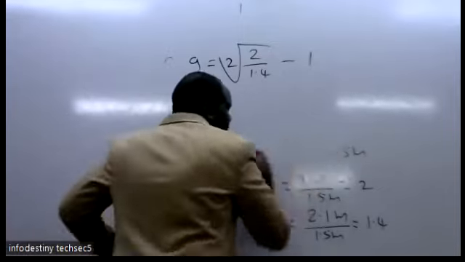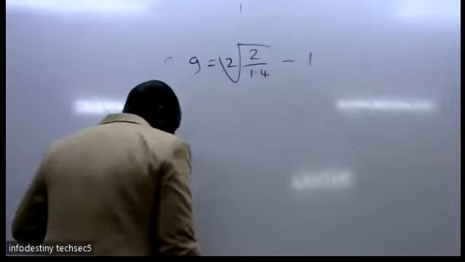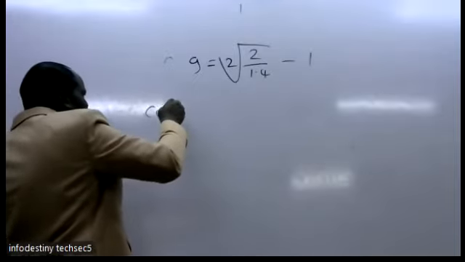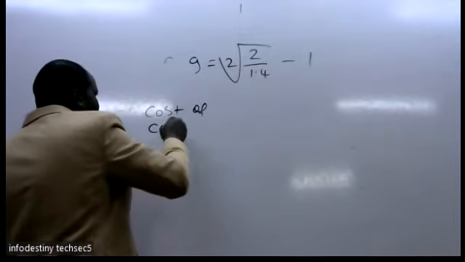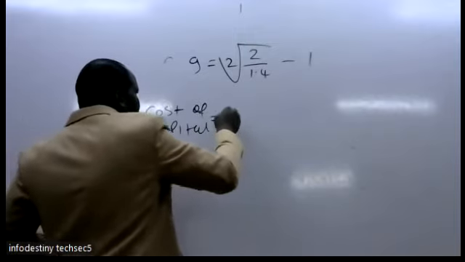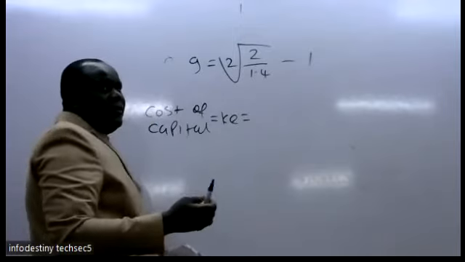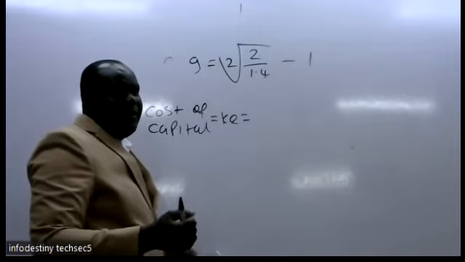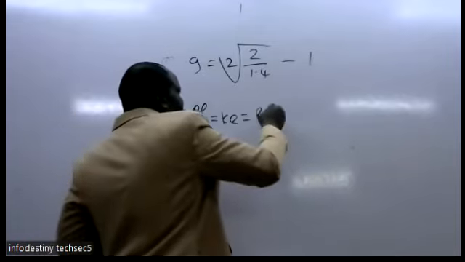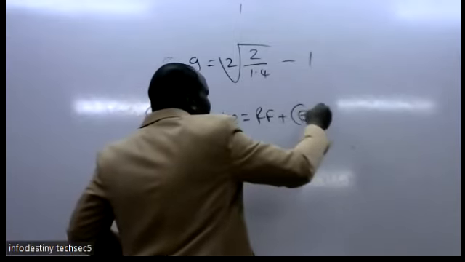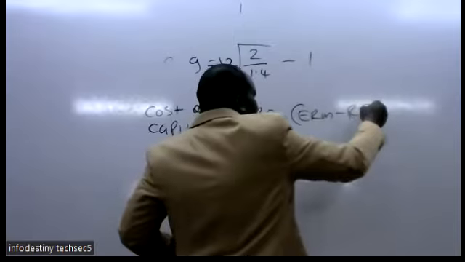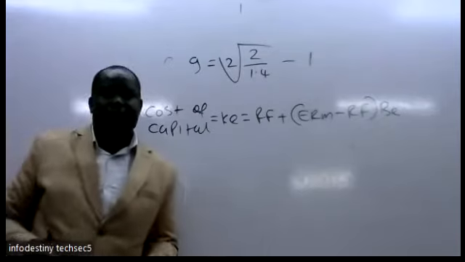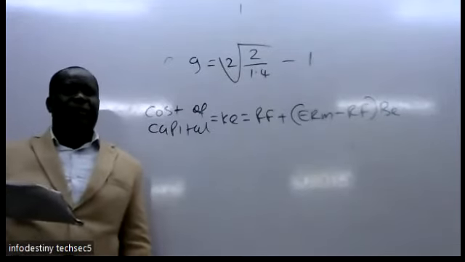We also need to get the cost of capital. The cost of capital, which is Ke, will be given by CAPM, which is the risk-free rate plus the expected return for the market minus the risk-free rate, multiplied by the beta factor of equity.